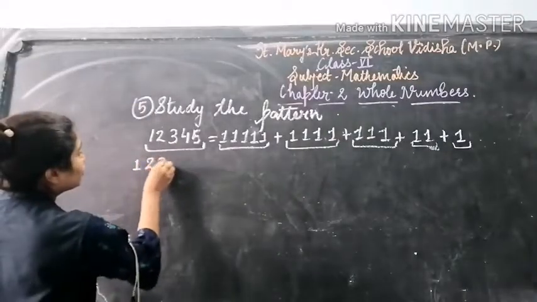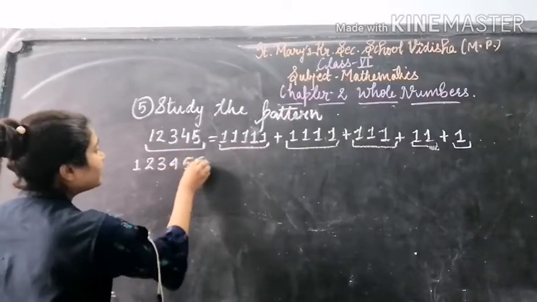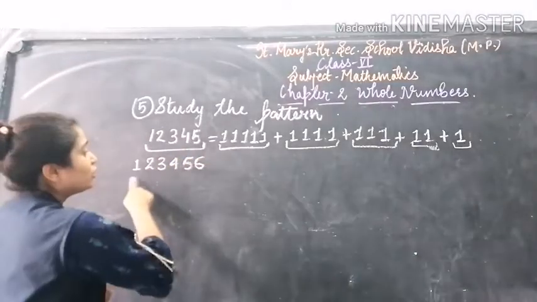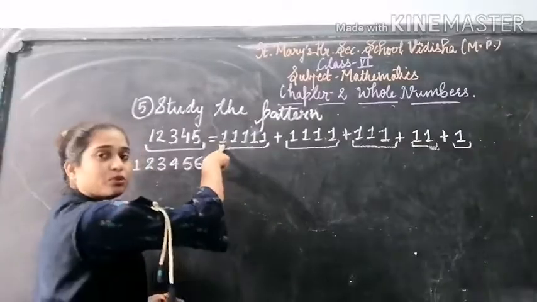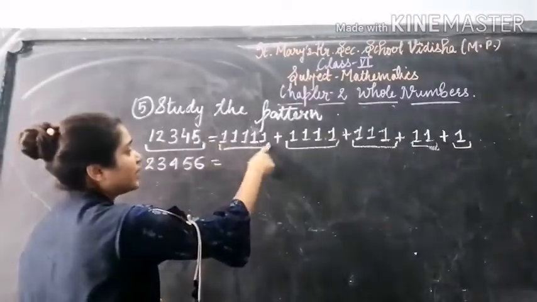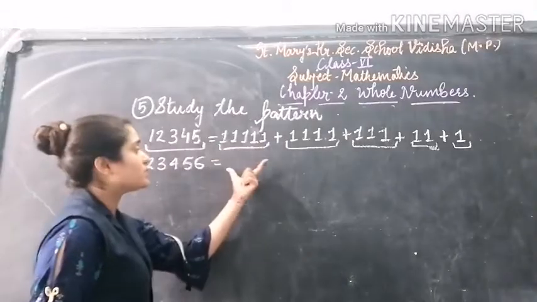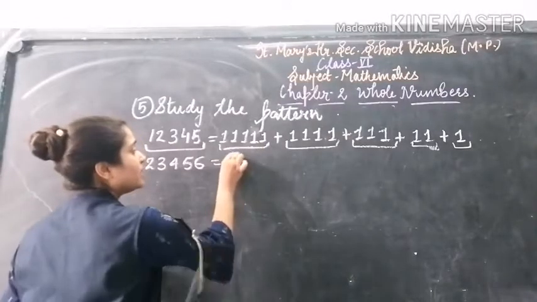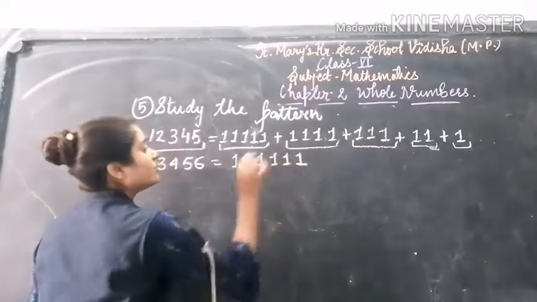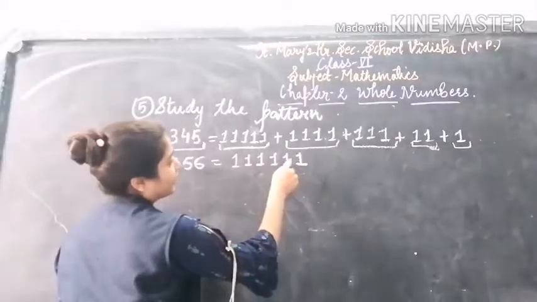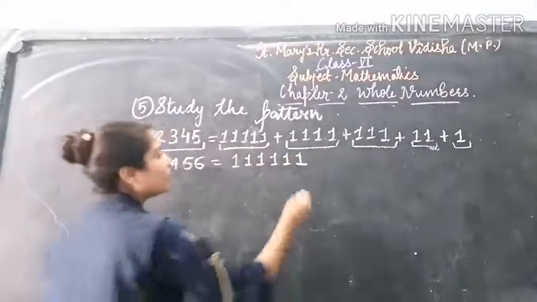The next step will be 1, 2, 3, 4, 5 and 6 will come here, is equal to here. How many times 1 have we taken? We have taken 1 5 times. So here we will take 6 times 1 in the first step. 1, 2, 3, 4, 5 and 6. 6 times 1 will come.